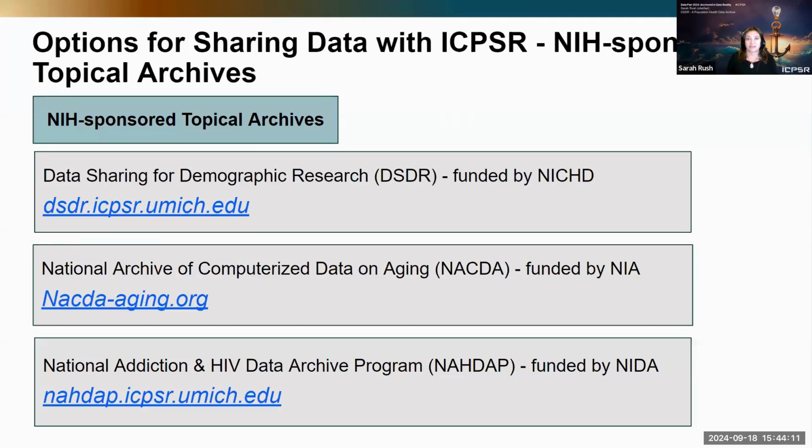ICPSR has multiple options for sharing data supported by a variety of sponsors and teams. First, there are the 3 NIH-sponsored topical archives that accept data on relevant topics. There's DSDR, or Data Sharing for Demographic Research, which is funded by NICHD, NACDA, or the National Archive of Computerized Data on Aging, which is funded by NIA, and NAHDAP, or the National Addiction and HIV Data Archive Program, funded by NIDA. I'm going to put a link in the chat right now where you can get more information about all ICPSR funded archives.